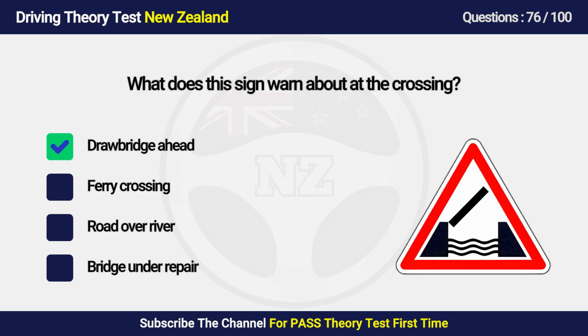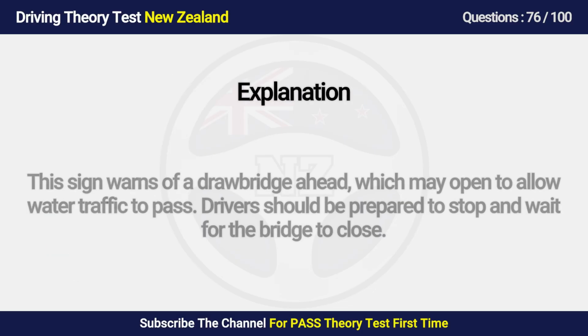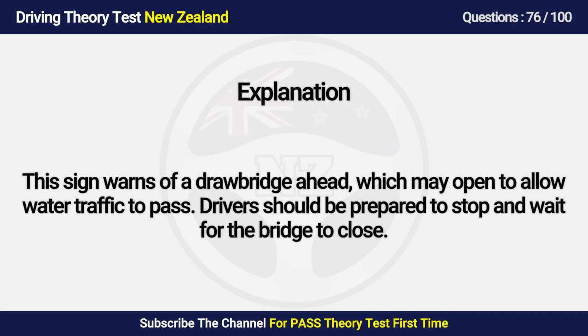Answer is A. Drawbridge ahead. This sign warns of a drawbridge ahead, which may open to allow water traffic to pass. Drivers should be prepared to stop and wait for the bridge to close.